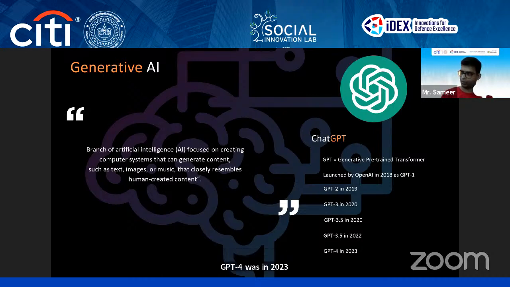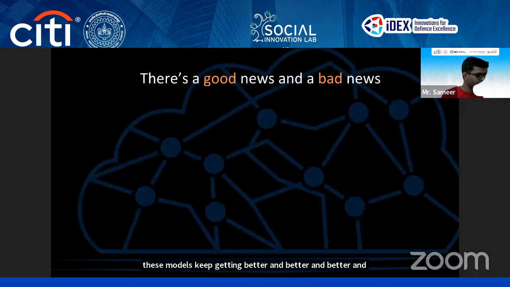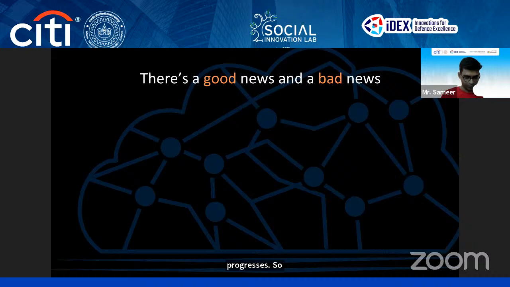And now the most recent model is, I think, GPT-4o that was released earlier this year. So these models keep getting better and better and more accurate as time progresses. So in the advancement of Gen AI in particular, now most of the things we are going to talk about will be in the context of Gen AI, at least in the beginning.